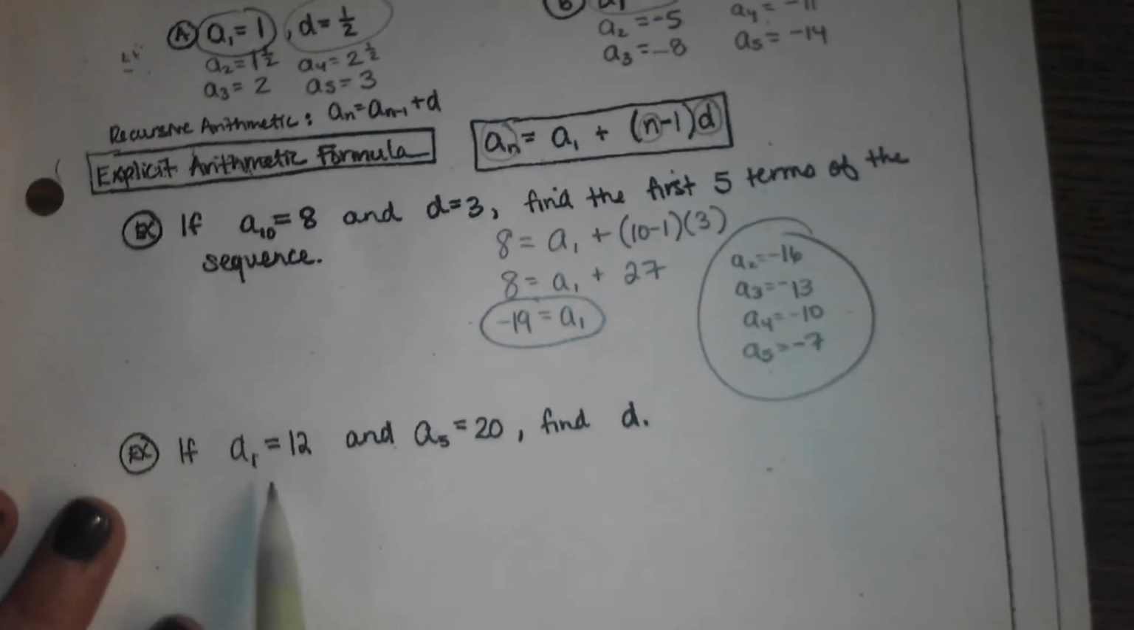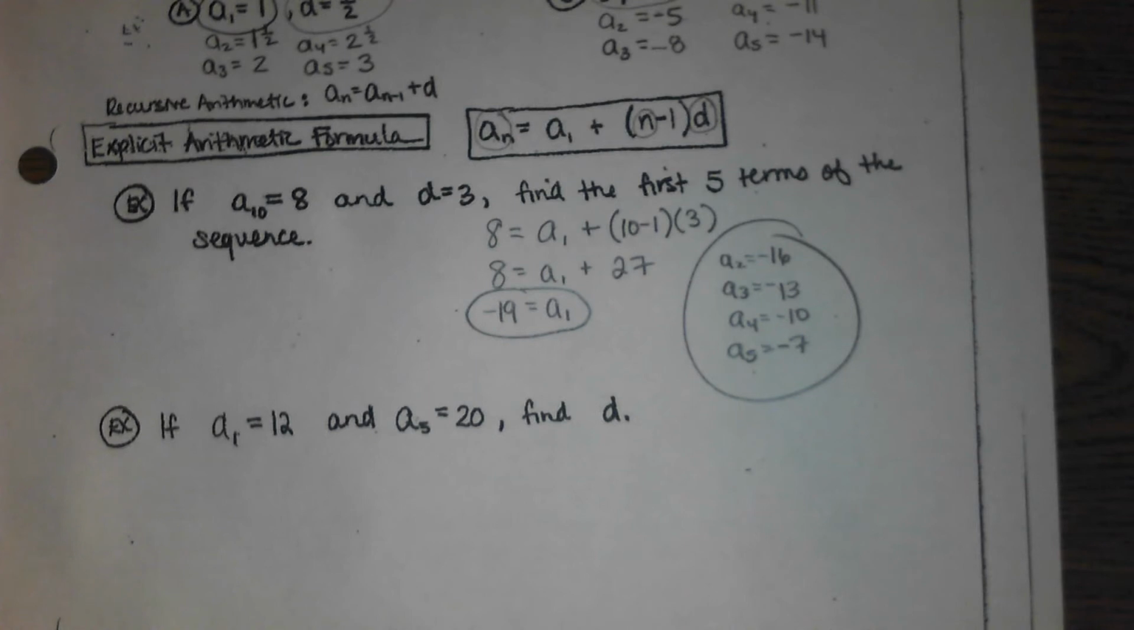Okay, so in the next exercise, A sub 1 is 12, A sub 5 is 20. Find D. Okay, so what's going to go in where? Tess.